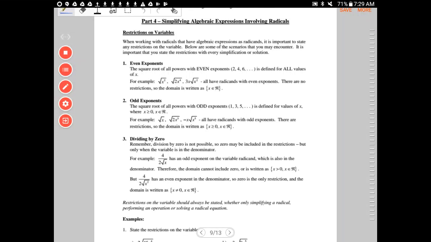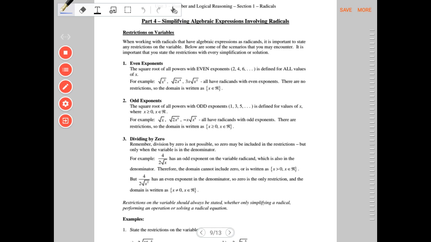Part 4. Simplifying algebraic expressions involving radicals. In this section you're going to have to learn to find something called restrictions on variables. This only happens when you have letters in your radical. So it's important to state any restrictions on the variable.